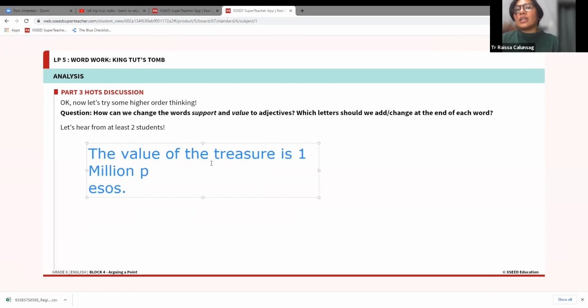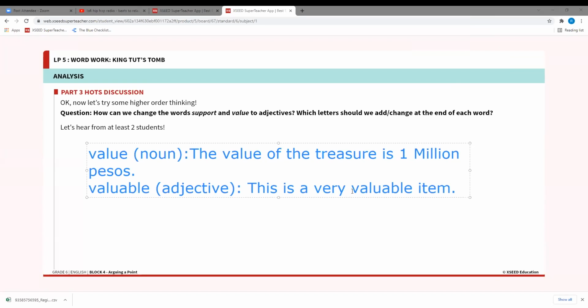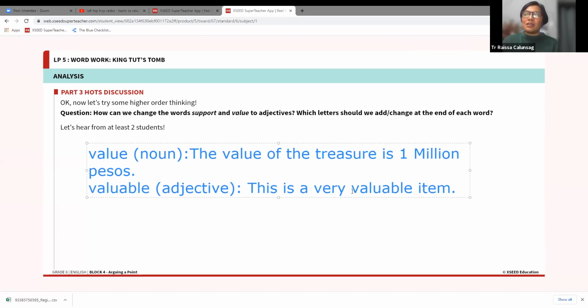Now let's turn it into an adjective. Can you guys think of a sentence that will make the word value into an adjective? That means instead of the word value, you have to use the word valuable. So I'll use Caitlin's sentence. So this is a very valuable item. Very good, because now we know very clearly that this is an adjective because valuable is describing the word item. So very good. Good work, Caitlin. Okay, good work, everyone.